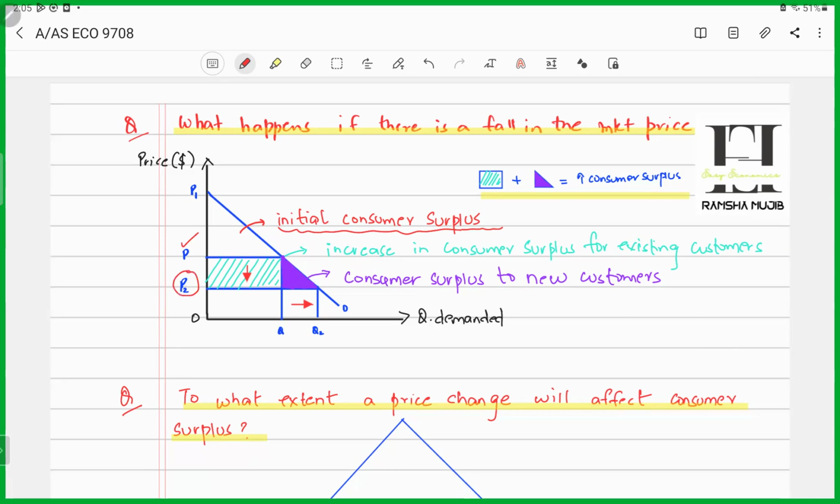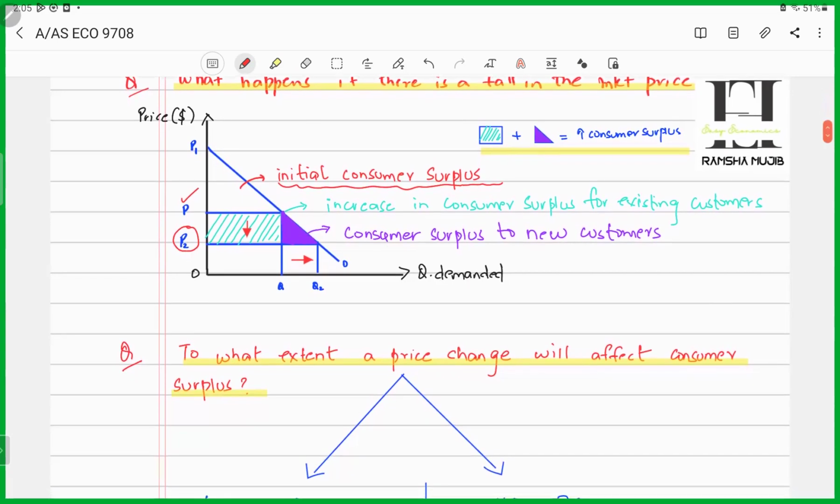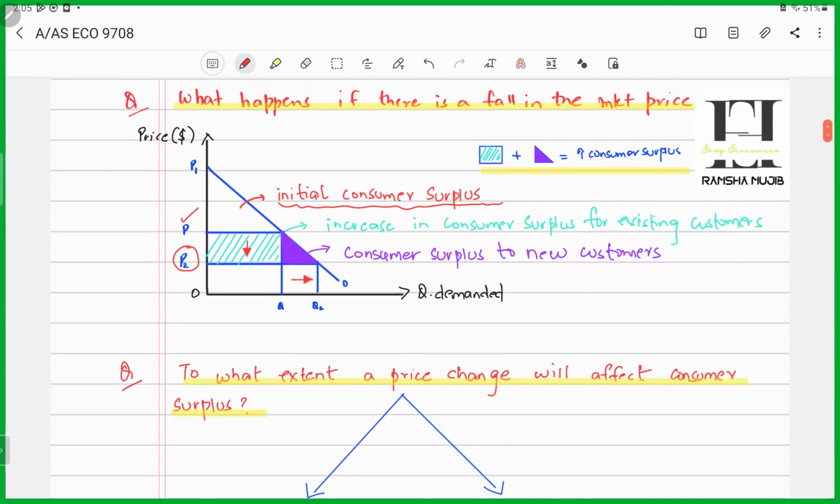Now, when the market price has fallen from P to P2, there will be an increase in the quantity demanded from Q to Q2. The horizontal arrow on the horizontal axis shows there is an increase in the quantity demanded, and there has been a rise in the consumer surplus. Now the rise in the consumer surplus, you need to be a little careful. Why? Because the rectangle area and the triangle area both are showing the increase in the consumer surplus.